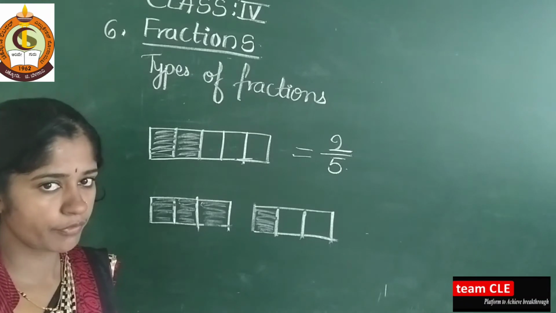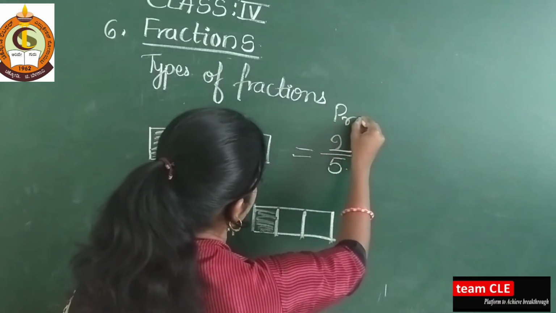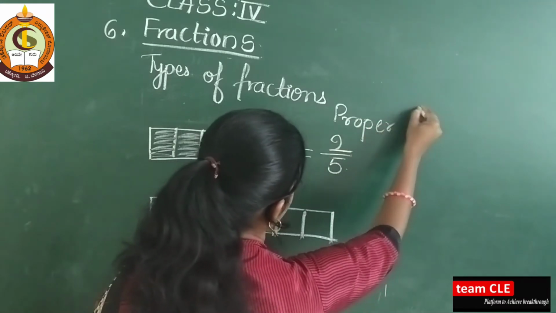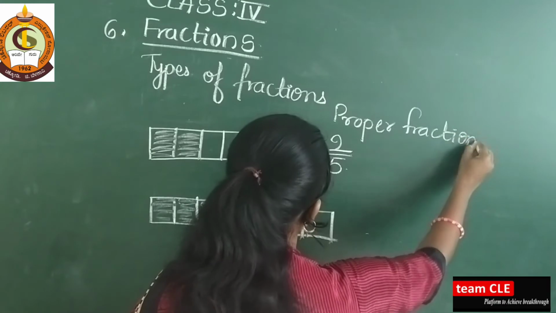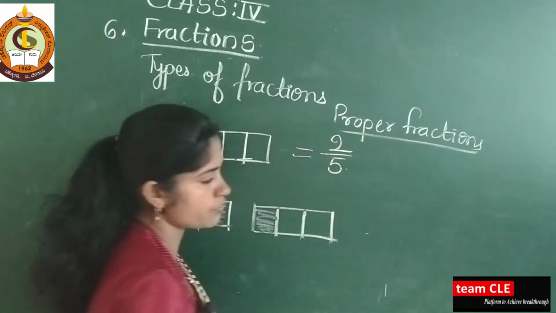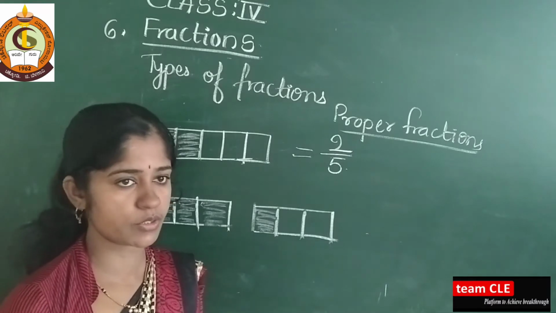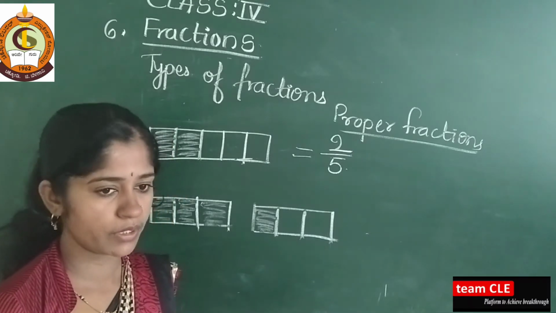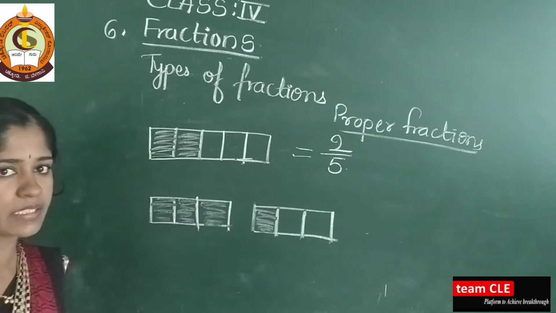2 by 5. So which fraction is it? It is a proper fraction. Proper fractions are very important. Dear students, the same topic is there for class 4, class 5, class 6 and class 7 also. So it is a very important topic, proper fraction, 2 by 5. Then why are we calling it a proper fraction?